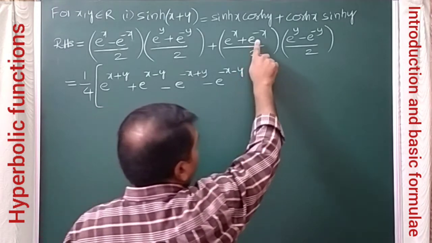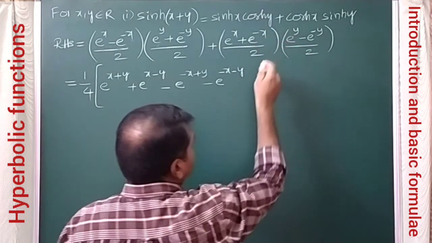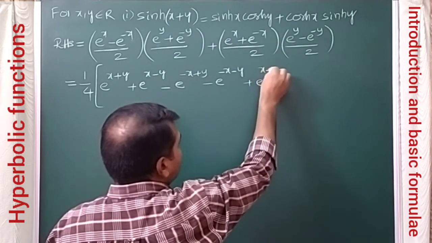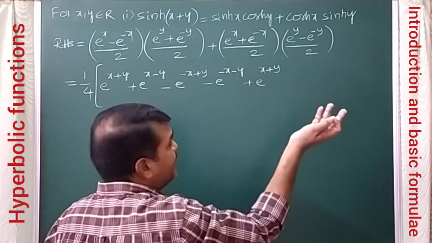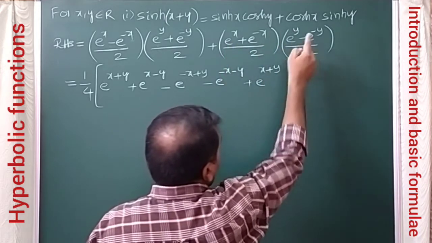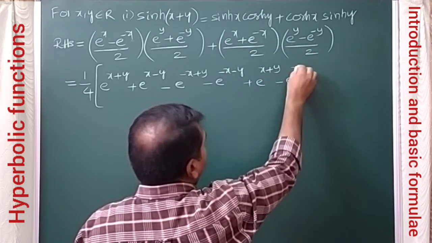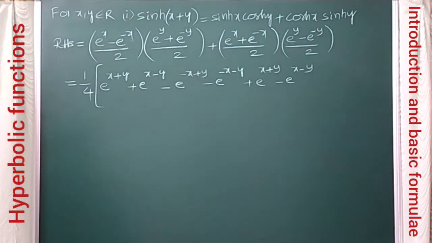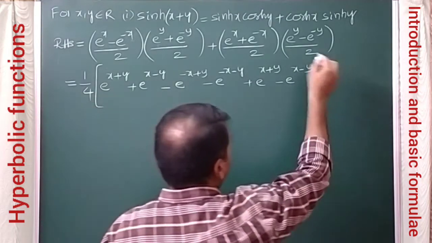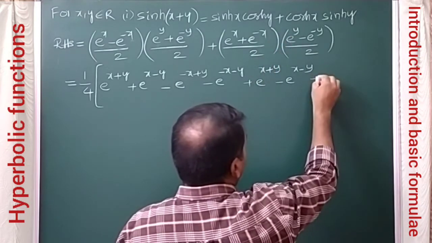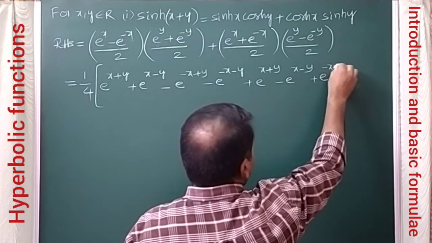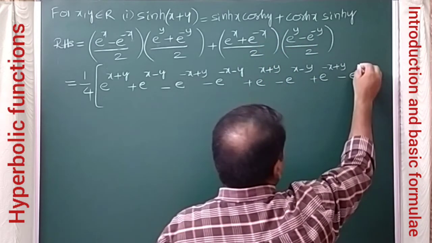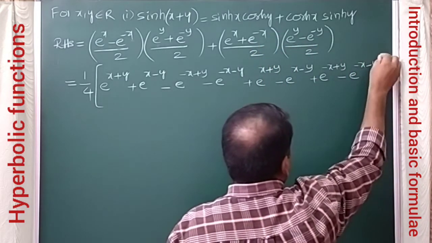Now multiply the numerator parts of these two. So we will get e power x into e power y, so e power x plus y. Bases are same, I am adding the powers. Now product of these two, minus e power x minus y. Next, product of these two, plus e power minus x plus y. Product of these two, minus e power minus x minus y.